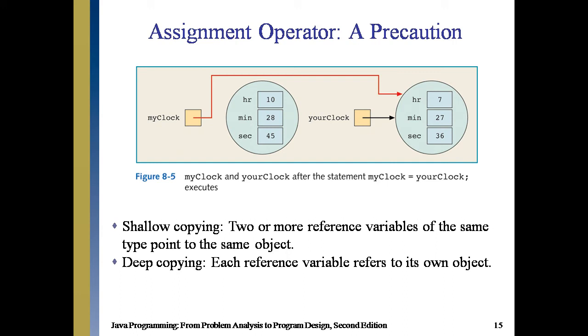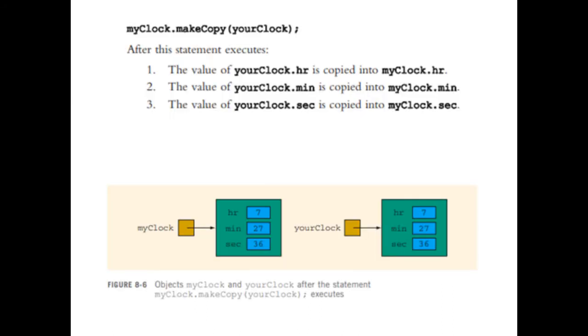To copy the instance variables of the object yourClock into the corresponding instance variables of the object myClock, you need to use the method makeCopy. This is accomplished by the following statement. myClock.makeCopy(yourClock); After this statement executes, the value of yourClock.hr is copied into myClock.hr. The value of yourClock.min is copied into myClock.min. The value of yourClock.sec is copied into myClock.sec.